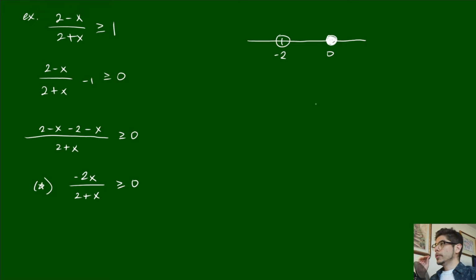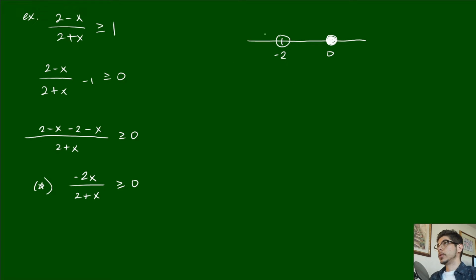Now, you're looking for the values of x that would make the left side of the inequality, this right here, greater than or equal to 0. All right. And since these are the two critical points, let's just say, you would pick some numbers less than negative 2, between negative 2 and 0, and then beyond 0, and put them into the left side of the inequality to see if you get a positive or a negative value.